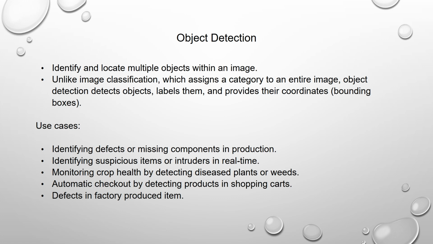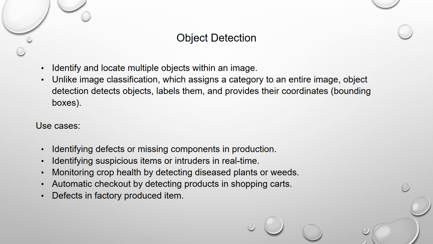Then identifying suspicious items or intruders in real time. Monitoring crop health by detecting diseased plants or weeds. So if there are any insects present on a plant, it can pinpoint that area. Or if there is any rot present in the plant, it can be detected. Then again, if you're packing a box, the box should contain 5 items. And if 5 items are not present, it can be detected. Then automatic checkout by detecting products in shopping carts. So it can detect all the objects present in the shopping cart if the model is properly trained.